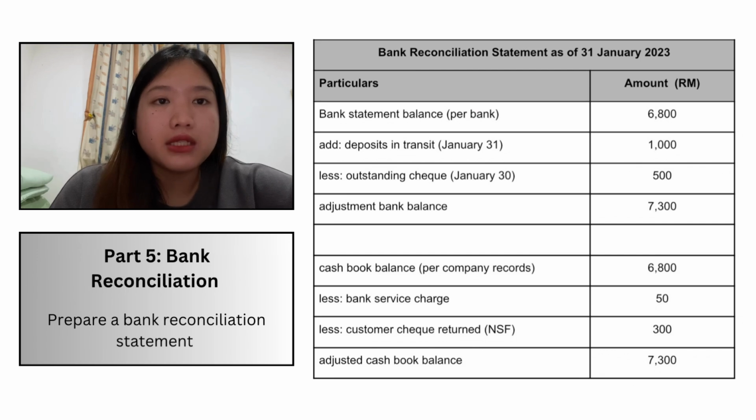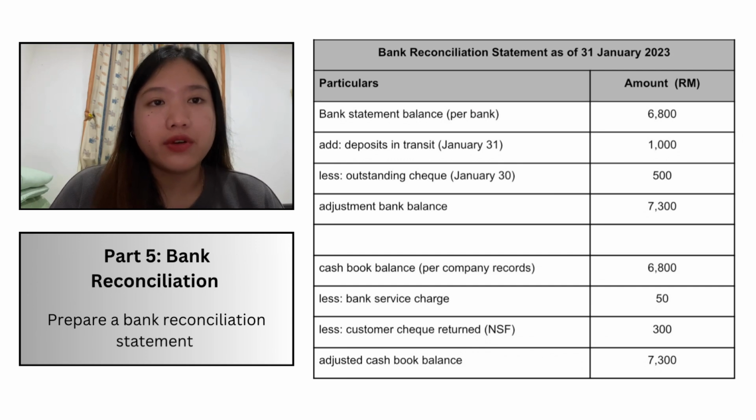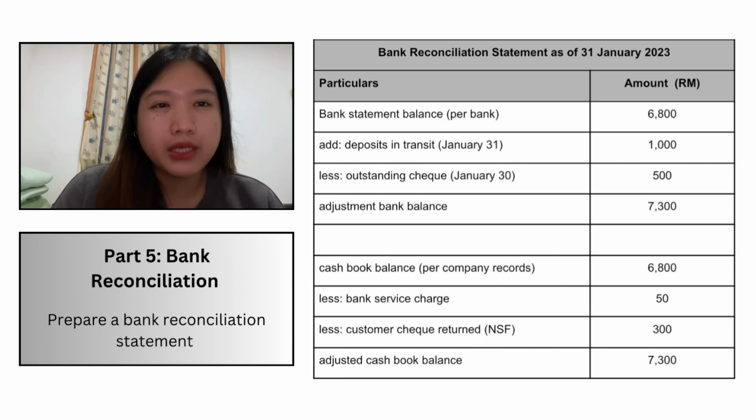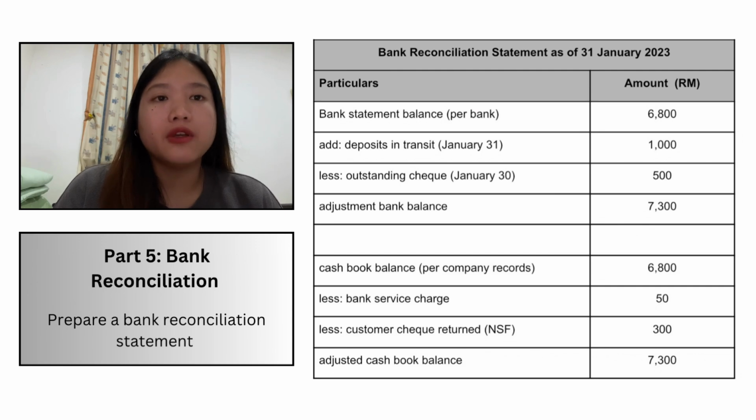The second one is outstanding check, 500. A check issued by the company on 30 January for 500 had not been cleared by the bank as of 31st January. This is another timing difference, as the check will only reduce the bank balance when it is processed. This amount is deducted from the bank statement balance.